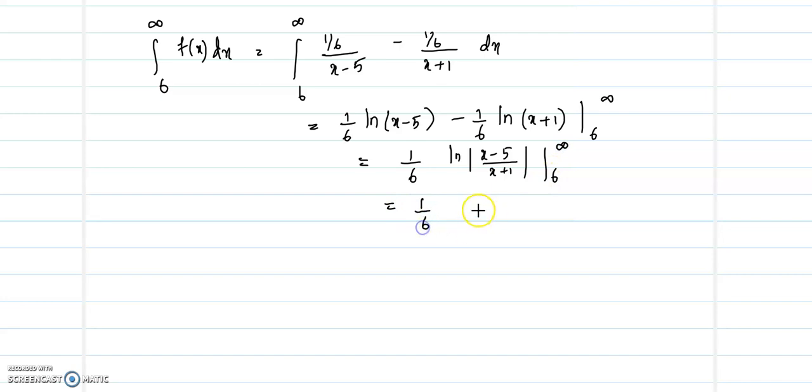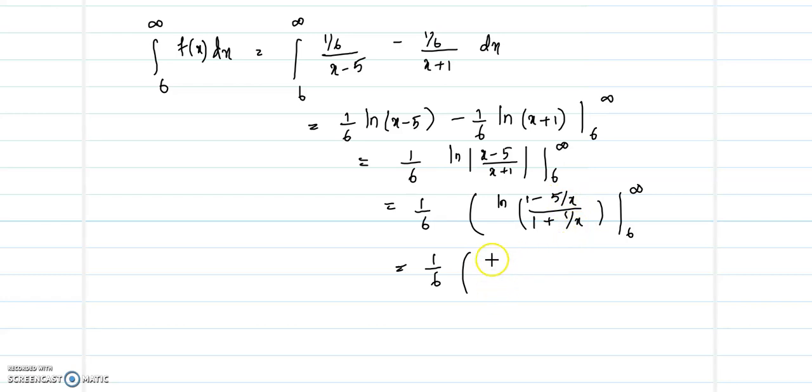So this will be 1 by 6. Now at infinity, taking x common from numerator and denominator, we can write this as log (1 minus 5 by x) by (1 plus 1 by x) from 6 to infinity. So when we evaluate at infinity, 1 by infinity is 0, so 5 by x and 1 by x become 0. So we'll have log 1 at infinity.